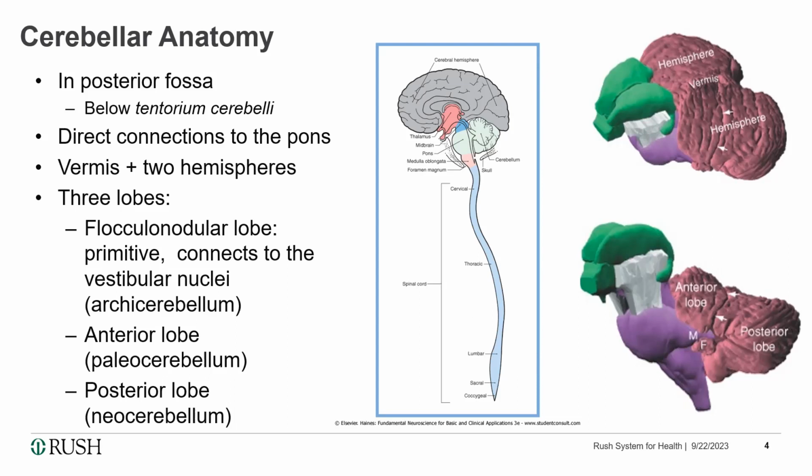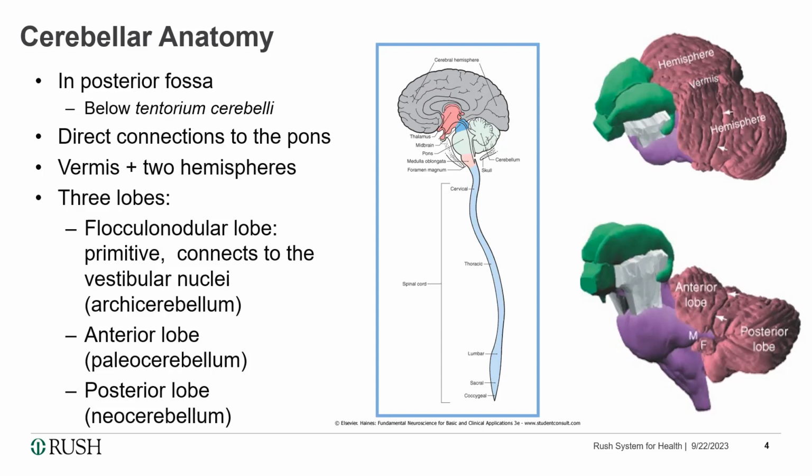There are within the cerebellum 3 lobes. There's a flocculonodular lobe, which is the most primitive part of the cerebellum and connects to the vestibular nuclei. There's the anterior lobe and then the posterior lobe. The posterior lobe is the newest portion of the cerebellum. And why does this matter?